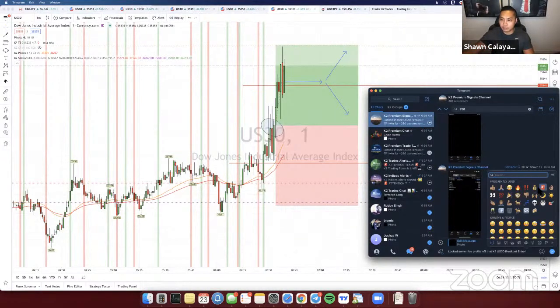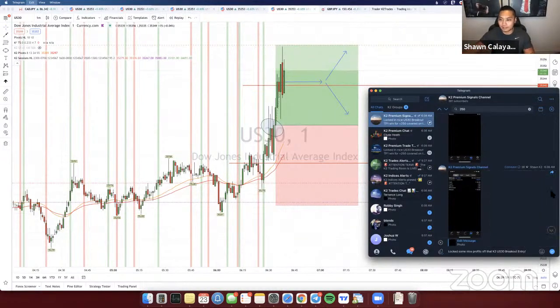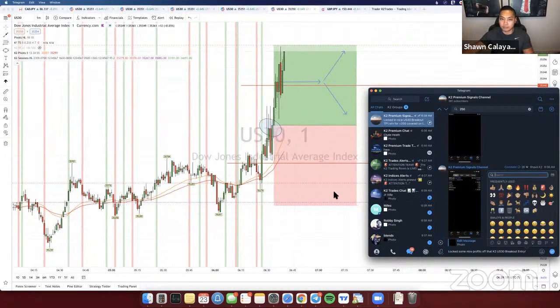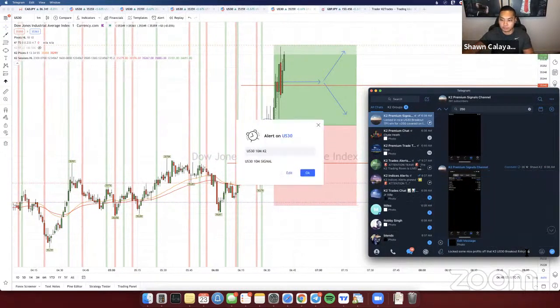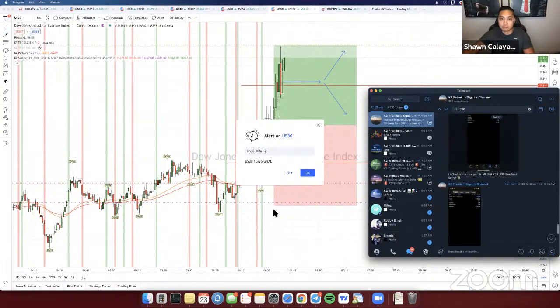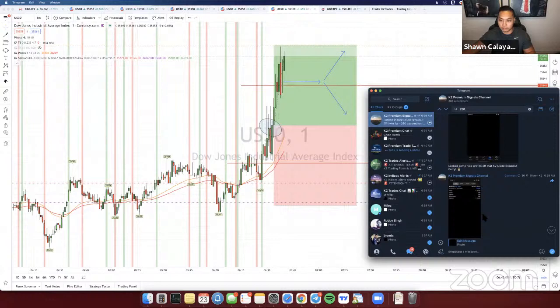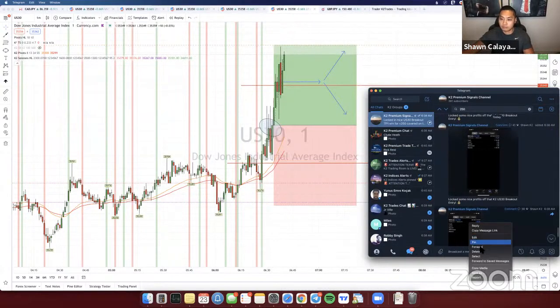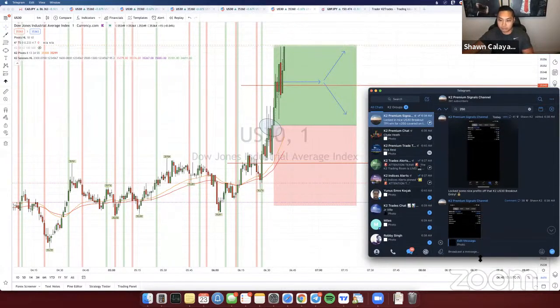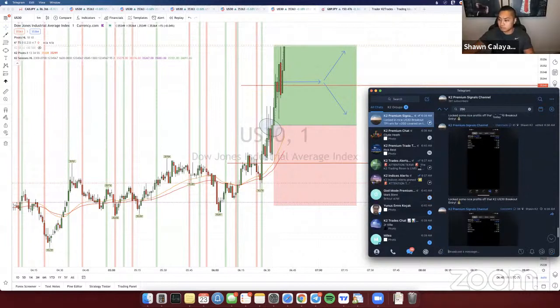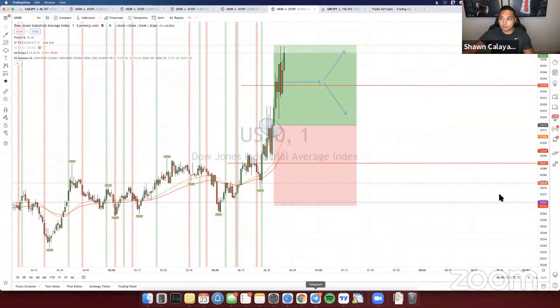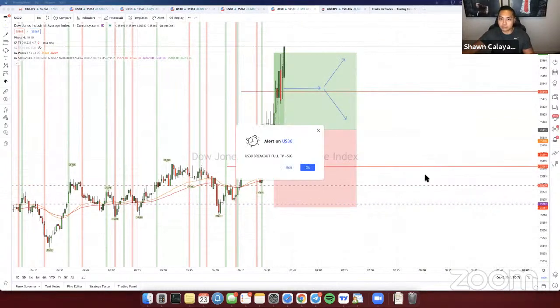It's all good. I'm happy with my profits for this day. I'm not gonna hop in for that last little push because the news is coming up in about 6 minutes. There you go, it's about to push up. Just waiting for that alert right there. Give you guys a little update. All right, it's about to hit TP. It's almost there. There you go, full TP.